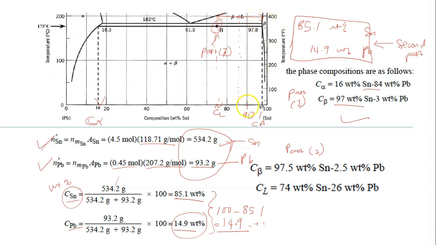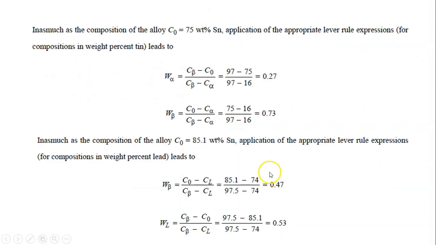And this is for the C beta. Okay, so here is CB and CL. So for the second part, the composition of the beta is just this point. You just drag down: about 97.5 weight% of tin. And CL at this point here, you drag down and you read about 74 weight% of tin. Okay, now we've got these two compositions, and we can move on to the lever rule.